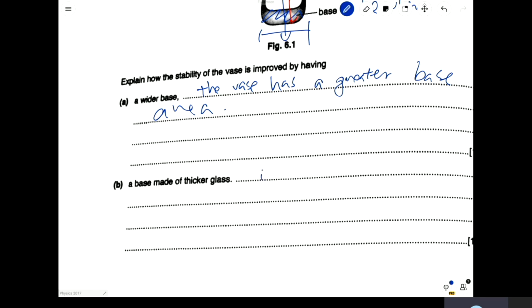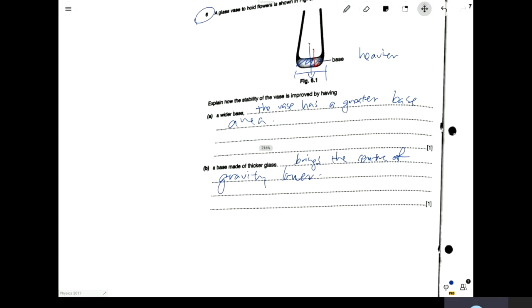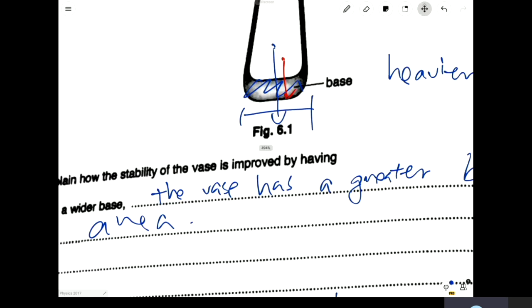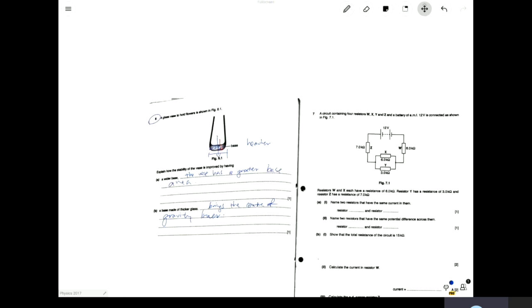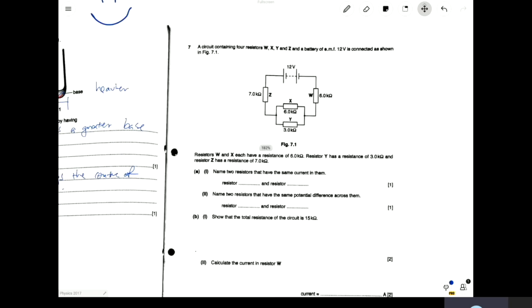So a base of thicker glass brings the center of gravity lower. Okay, so two things about stability. As long as there is a bigger base and a lower center of gravity, it will be stable. Right? 2 marks. Say thank you to that. Yes. Thank you, Cambridge. Next.